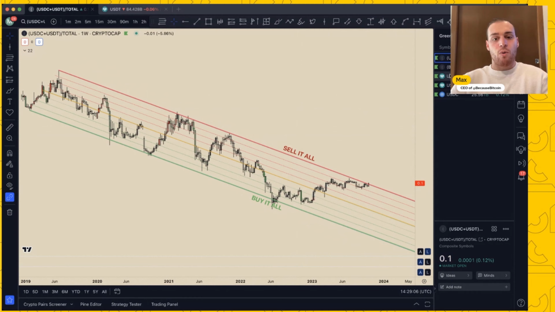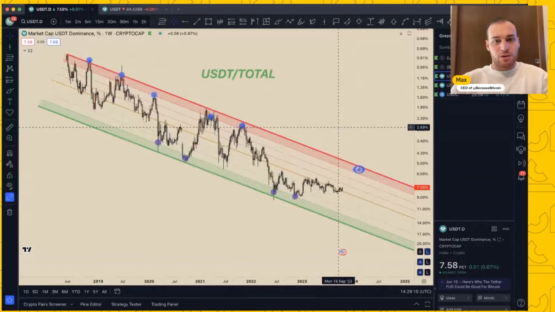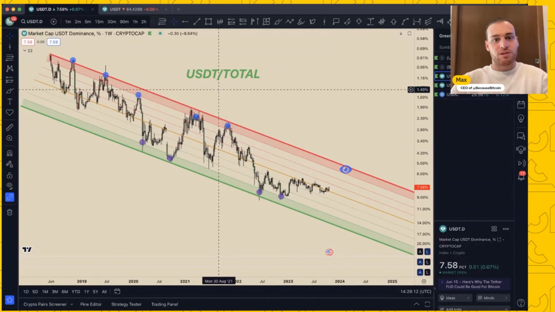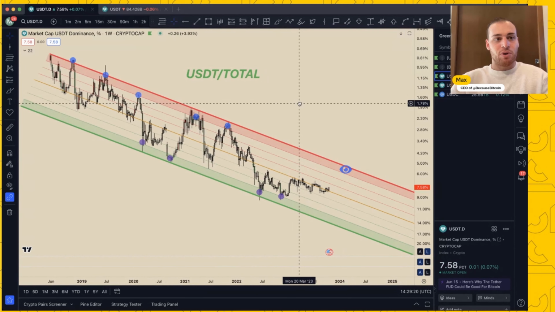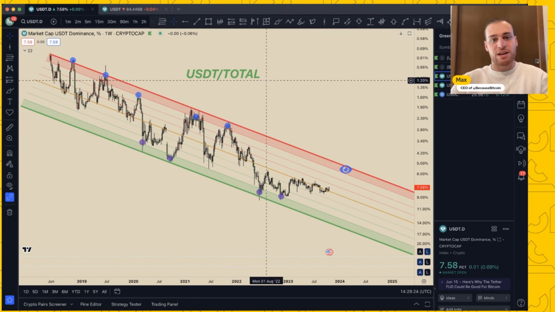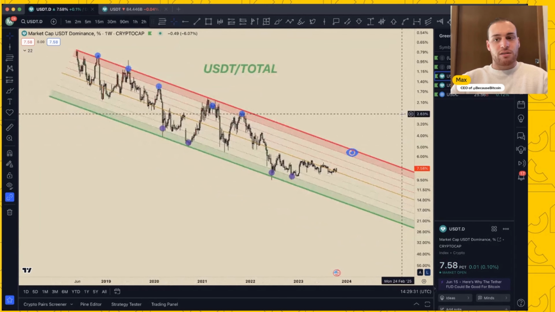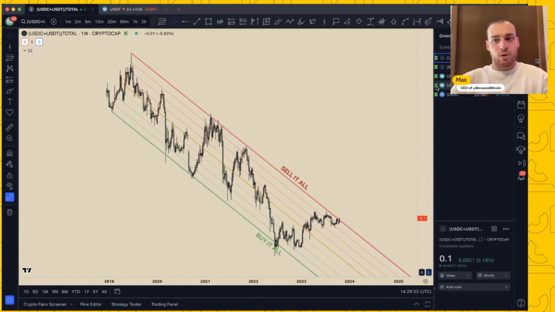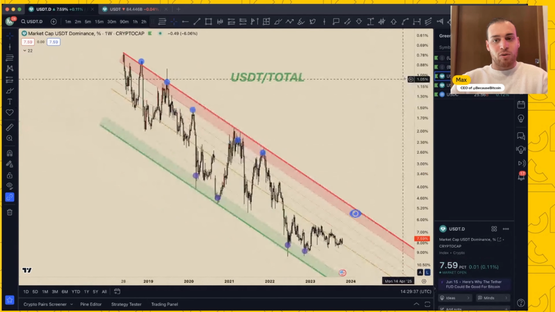Now, where do we go from here? We're simply going to look at USDT as a ratio divided against the total crypto market cap. Or another way to look at it is more or less USDT dominance. All right. But this is basically what we're looking at, is Tether as a ratio against the total crypto market cap. We've got a new channel here, and it looks very similar to this one, but we've got a little bit more room to the upside.